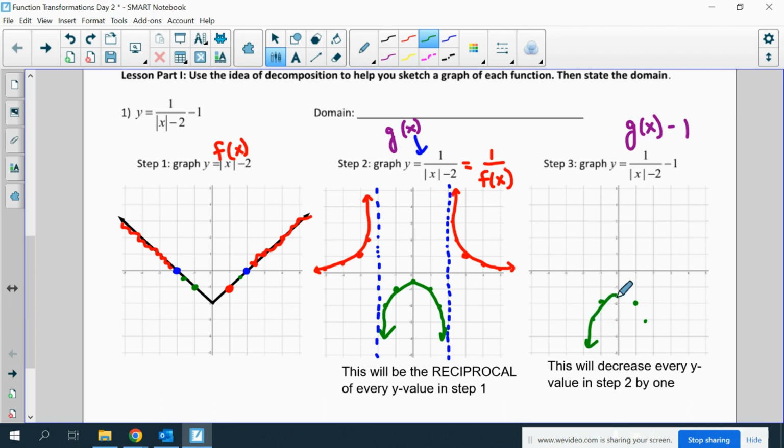I'm still going to have the same x values for vertical asymptotes. I'm just now going to have my horizontal asymptote at -1. So it's going to look something like this.